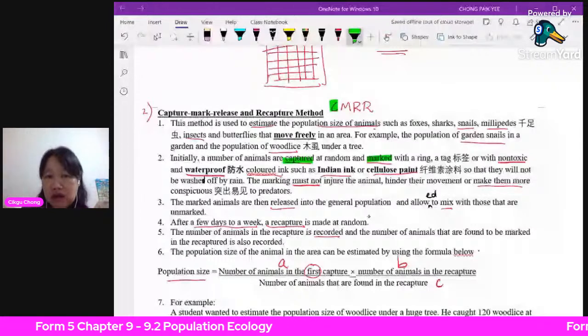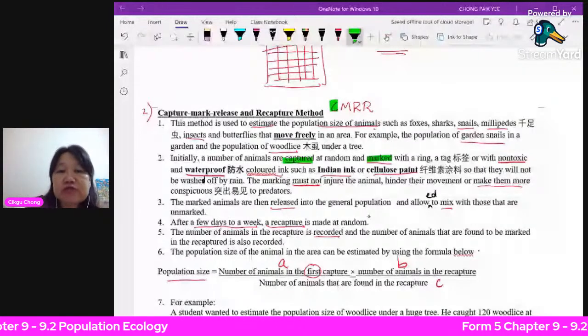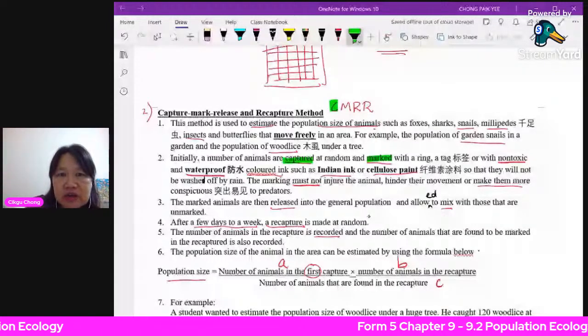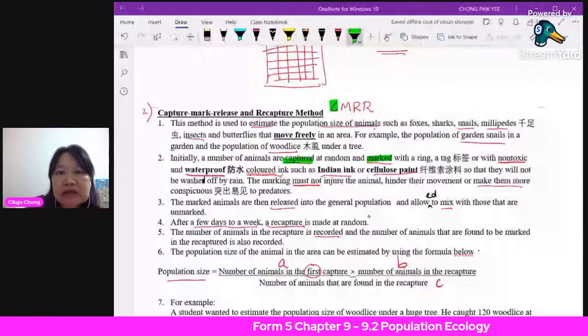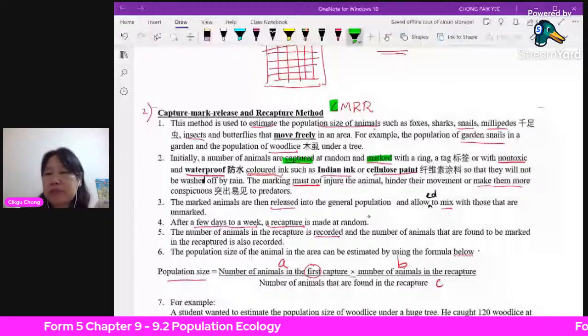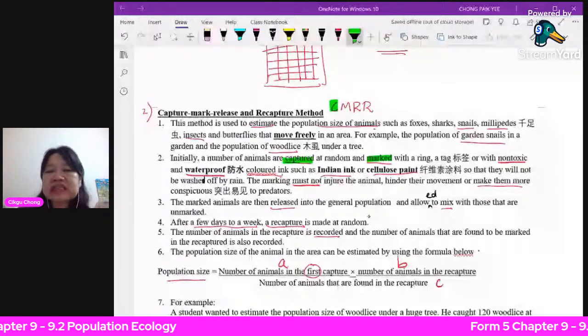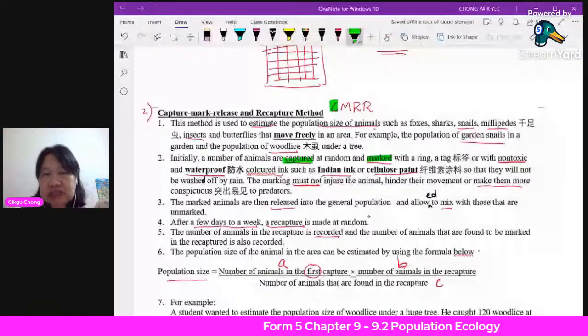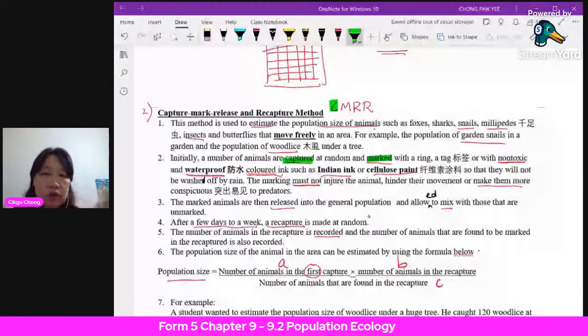All right, so you mark all of them. Then the next stage, you must release. So the first thing, C, is done. Your M, mark, is also done. Now the third letter, R, stands for release. So you release and make sure everyone goes away. But you release it in the same place, and you must allow time for them to mix. Then your answer will be more accurate. You must give them time.